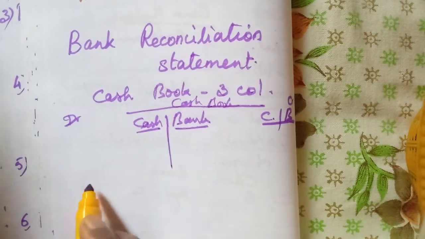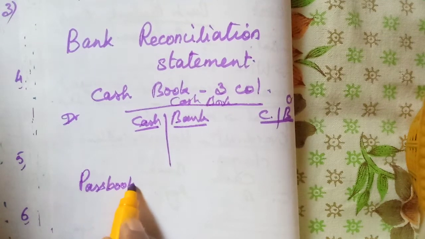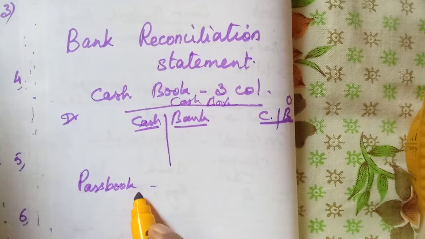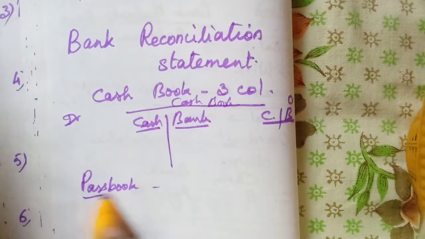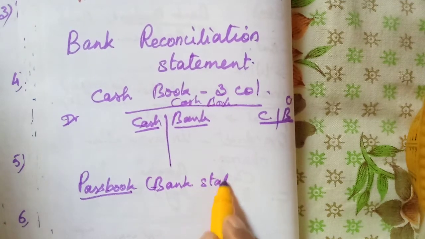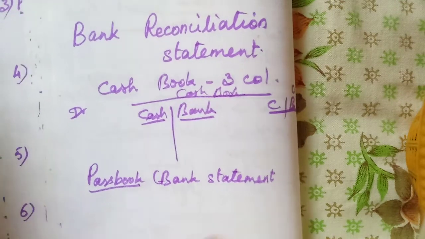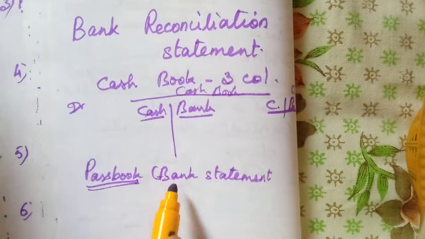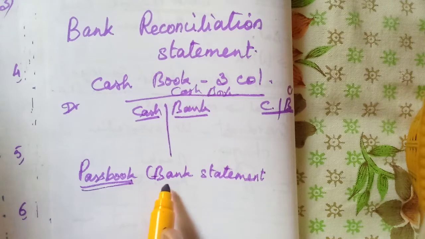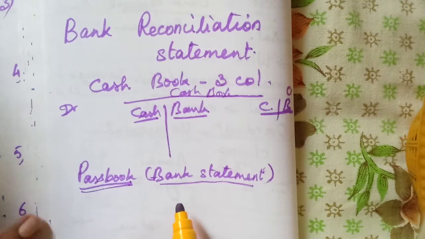Now you should know about the passbook. The passbook is our customer's account in a bank. We can also call it the bank statement. When we deposit or withdraw money, or whatever transaction we do with the bank, the bank will enter it in the passbook, in the customer's account in the bank. That is called the passbook or bank statement.